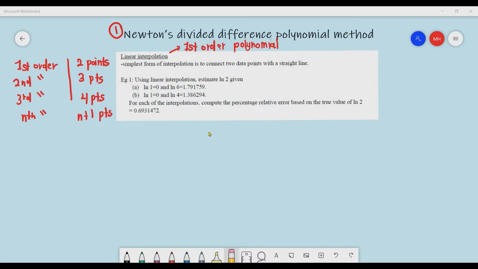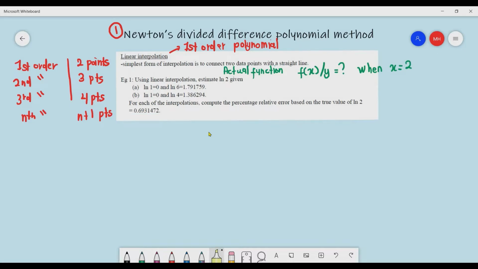Now we go to example 1. Using linear interpolation, estimate ln 2. I want you to take note that this ln 2 is actually the actual function, the function that is provided to you, the actual function that later you need to compare. What this question asks you is to find what is f(x) or y. Sometimes we use f(x), sometimes we use y, they give the same meaning. When x equals 2.